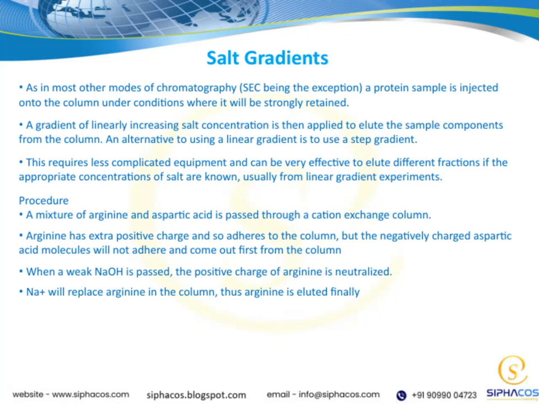Now, let's talk about salt gradients in chromatography. In most types, except for size exclusion chromatography, we start by injecting our protein sample onto the column under conditions where it will be strongly retained. This means the proteins are held in place initially. Next, we gradually increase the salt concentration, usually in a linear fashion, to elute the different components. Think of it as slowly turning up the volume until each protein comes off the column at its specific salt level.